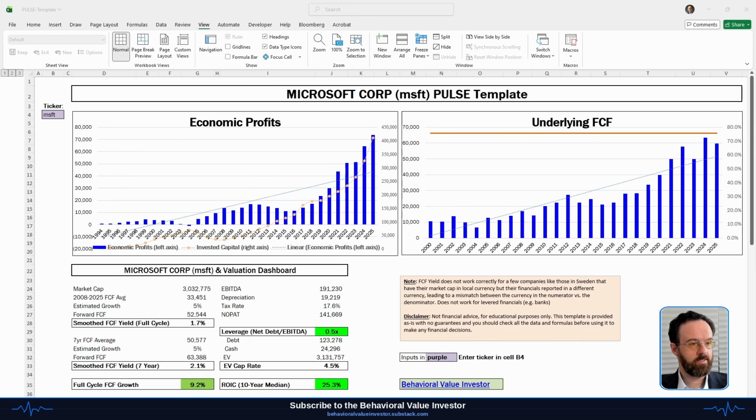Now let's take a look at the leverage, which is pretty good. We're 0.5 times net debt to EBITDA levered, which is a very safe level of debt. We don't need to spend much more time there.